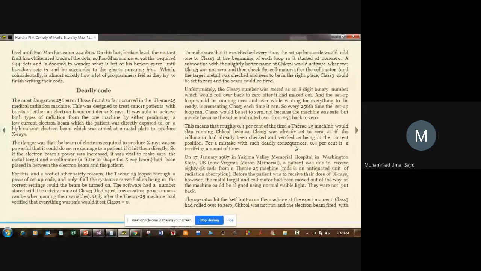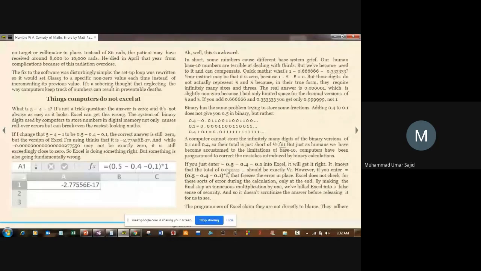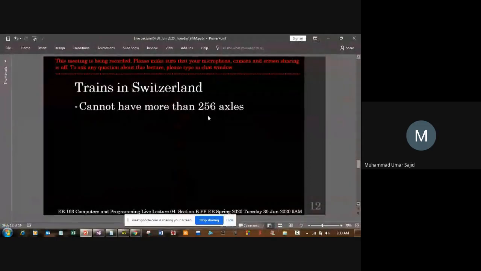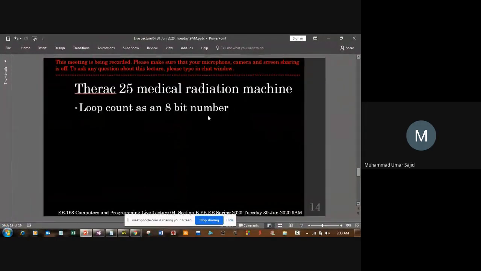One patient actually died there, because instead of checking for safety, the operator assumed, since the code was set to 0, that the machine was fine. The machine had run so many times that the patient actually received 86 doses of radiation. We actually received like 8,000 to 10,000 doses of radiation, and obviously he did not survive. So overflow errors can have some deadly consequences. Okay, Pac-Man, Therac machine.